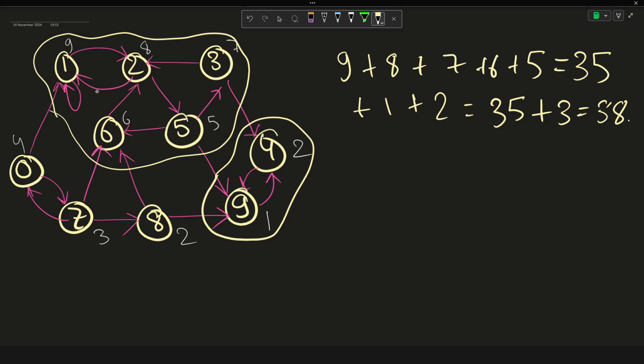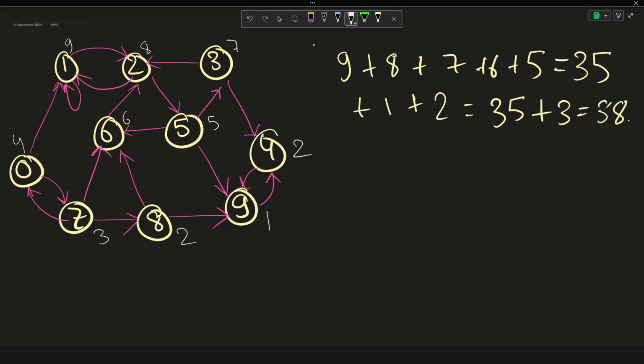We cannot go from this component to this node, or from this component to this node, or from this component to this node. But since there was an edge from this node to this node, we were able to go from this part to this part, and we were able to collect the coins present in this component also, right? So we got 38 when we started from this component, that is this node.